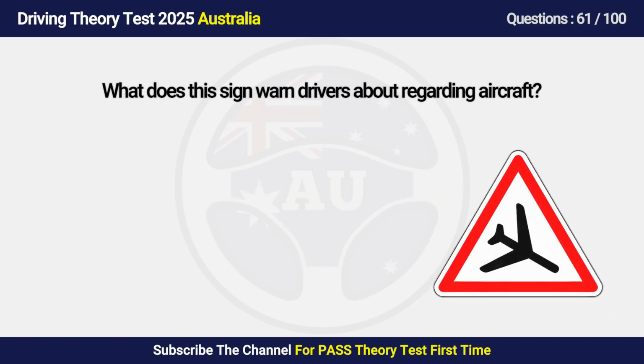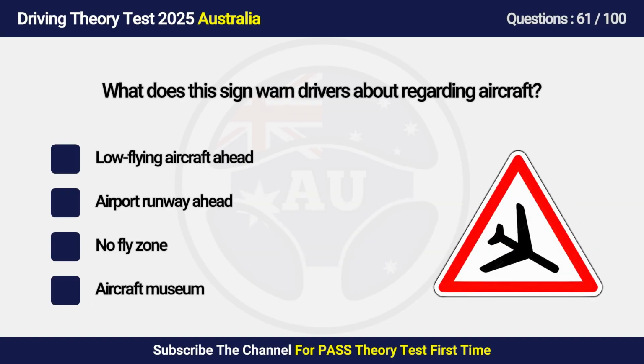Question 61. What does this sign warn drivers about regarding aircraft? A, low-flying aircraft ahead. B, airport runway ahead. C, no-fly zone. D, aircraft museum.